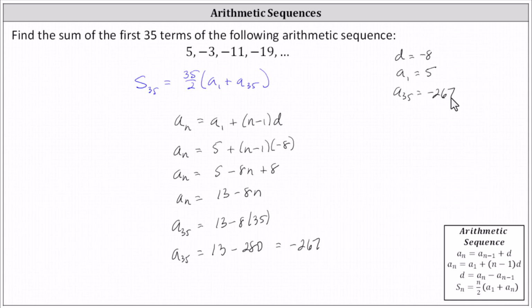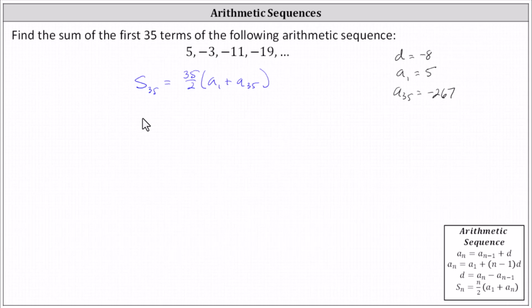We now have all the information we need to determine the sum of the first 35 terms. S sub 35 is equal to 35 divided by 2 times the sum of a sub 1, which is 5, and a sub 35, which is negative 267. Simplifying, we have s sub 35 equals 35 divided by 2 times the sum of 5 and negative 267, which is negative 262.